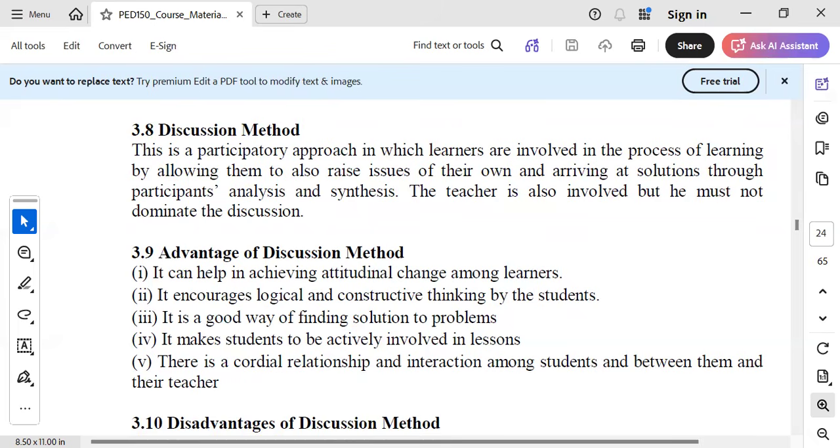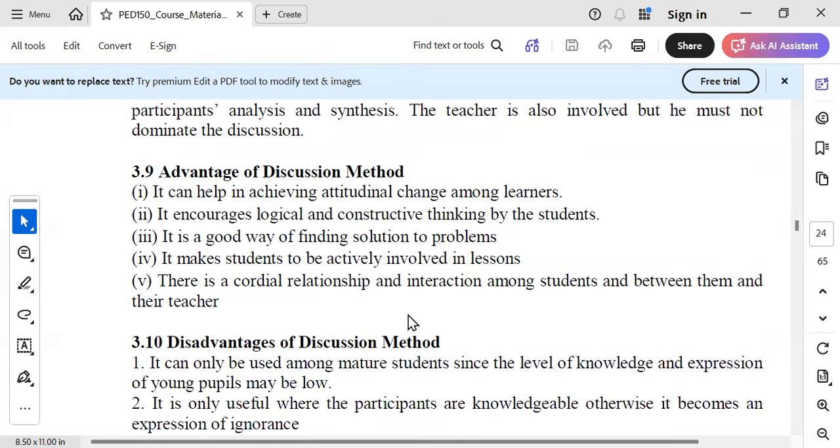Now, under the advantages, the first advantage we have here is that it can help in achieving attitudinal change among learners. What does that mean? When you say something helps you to achieve attitudinal change, what does it mean? Let's take an illustration. For instance, let's say we have a student that loves bullying other students. That is what he does for a living. He bullies other students.